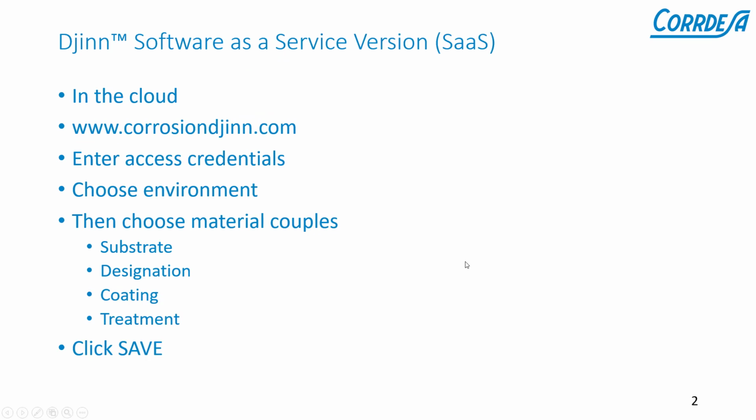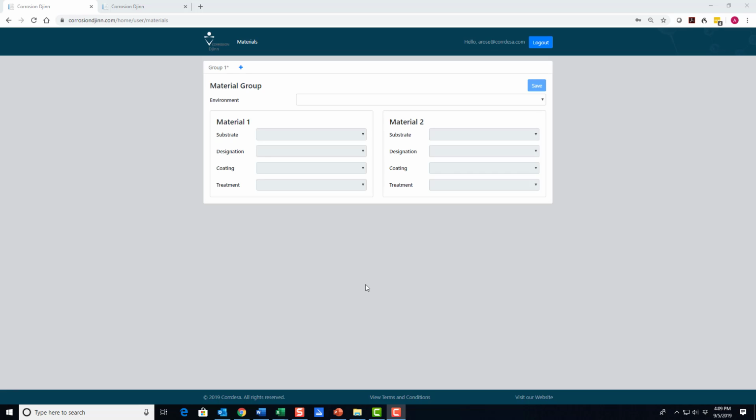So the software as a service version, it's in the cloud. You can reach it at corrosiondjinn.com. You just enter the access credentials after you purchase your license, choose the environment, and then you choose your materials. Click the save button and it will tell you what the galvanic corrosion is between those materials. I'll demonstrate that now. So the SaaS version of Corrosion Djinn can be found at corrosiondjinn.com.